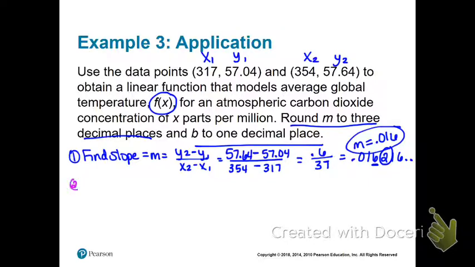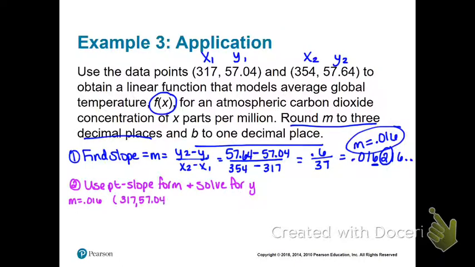All right, so once we have our slope, we're going to use the point slope form. So use point slope form and solve for y. All right, so I know a point. In order to use point slope form, I need a point and a slope, which I know. I know my slope, we just said was 0.016, and I know an ordered pair. Now, it doesn't matter which one I use, because when I solve for y, I'll get the same answer. So I'm just going to use the first one, the 317 and the 57.04.